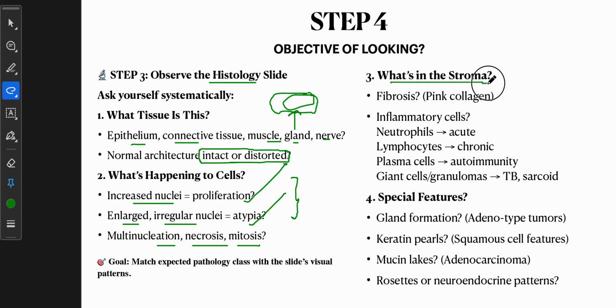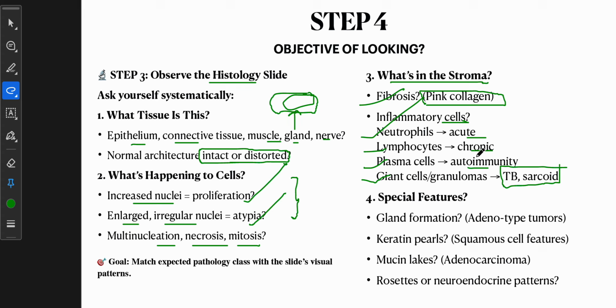And what is in the stroma? If there is fibrosis, it will look like pink collagen, dense pink collagen. Are there inflammatory cells? If there are neutrophils, it might be the case of acute inflammation. If there are lymphocytes, it is chronic inflammation. If there are plasma cells, it is autoimmunity. And if there are giant cells or granulomas, it might be the case of tuberculosis or sarcoidosis, right?